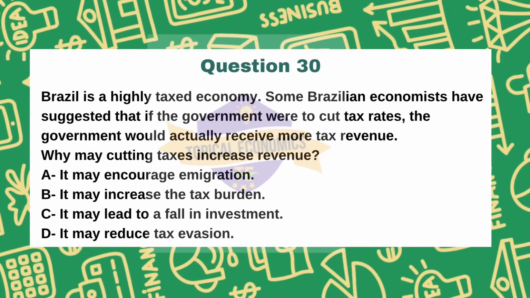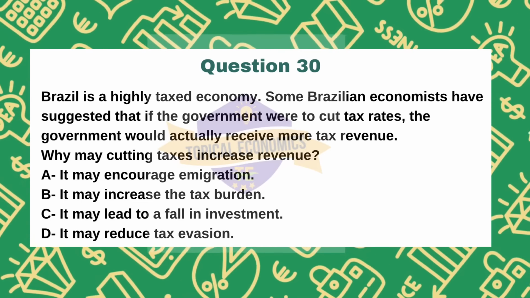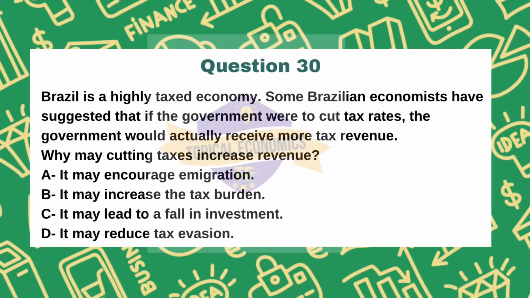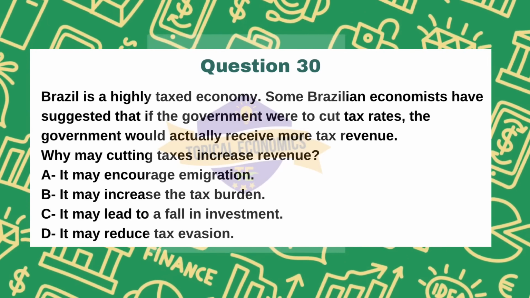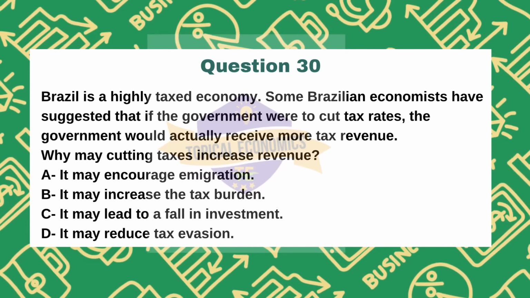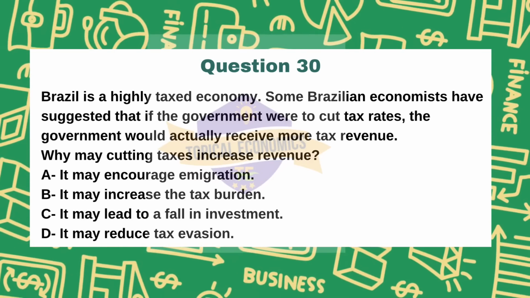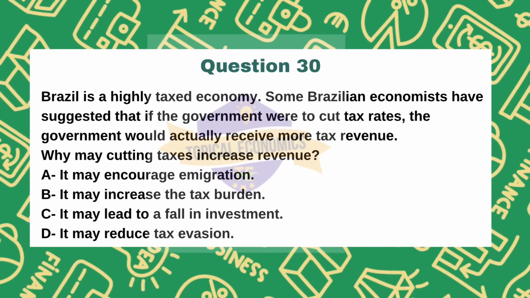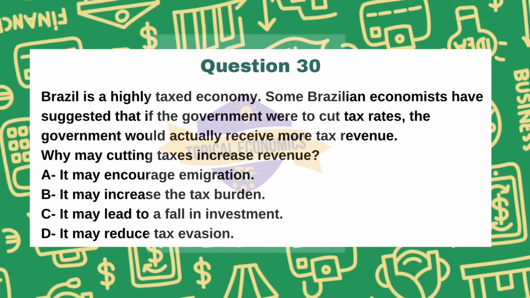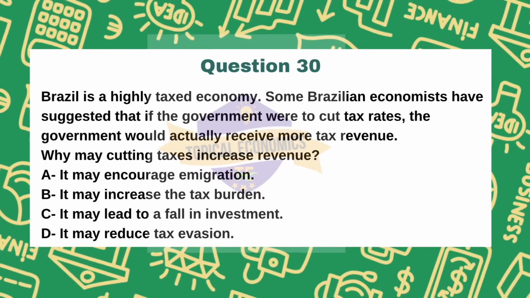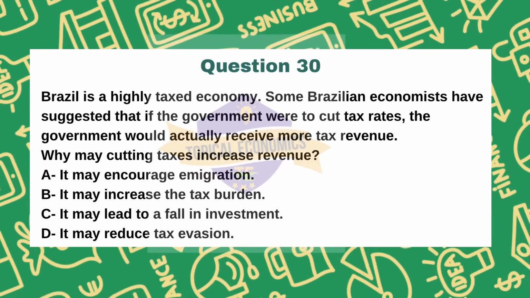The correct answer for this question is option D. It may reduce tax evasion. Cutting tax rates can sometimes lead to an increase in overall tax revenue for several reasons, one of which is that lower tax rates may encourage compliance and reduce tax evasion. When tax rates are perceived as excessively high, individuals and businesses may seek ways to evade taxes, either through illegal means or by moving their income to lower tax jurisdictions. By reducing tax rates, the government can create a more favorable environment that encourages individuals and businesses to report their income honestly and pay taxes, thereby increasing overall tax revenue.